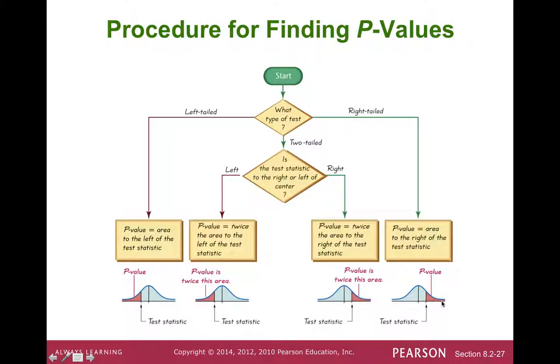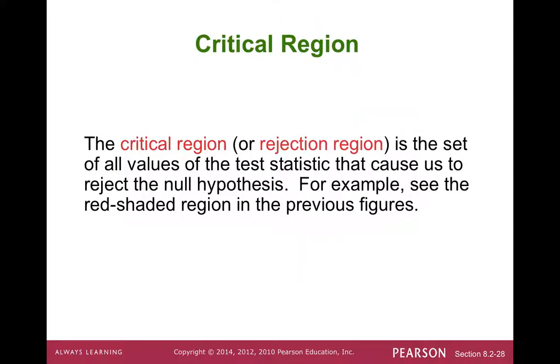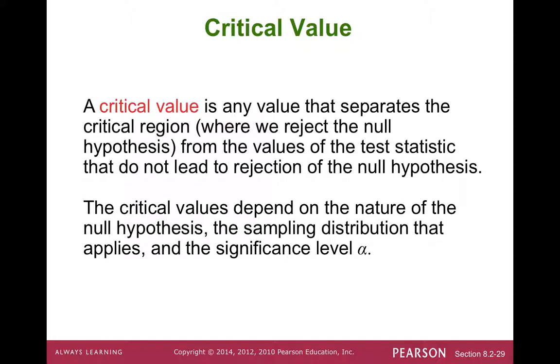And depending on which test you're doing, that red area will fall in a slightly different place, but nonetheless, that is where we reject our null hypothesis. And we also call that, again, our critical region or rejection region. So the critical value is the value that separates the critical region, where we're going to reject our null, from all the values that don't lead to the rejection.